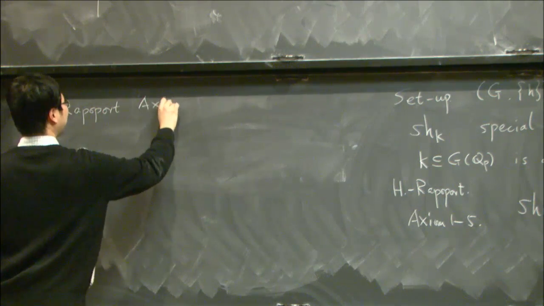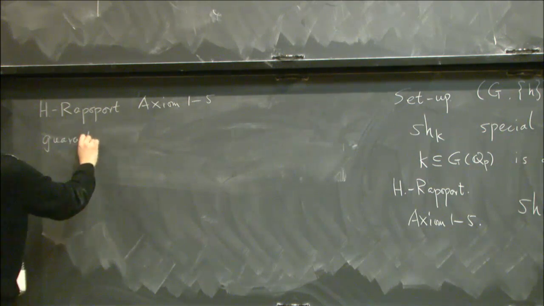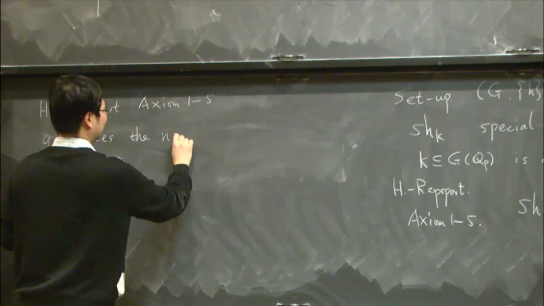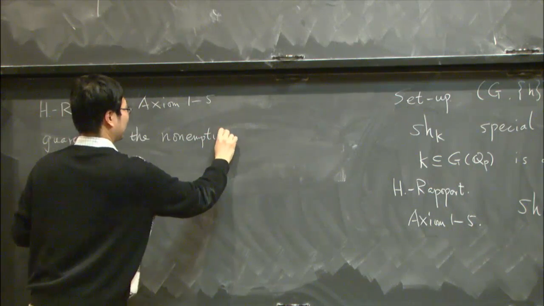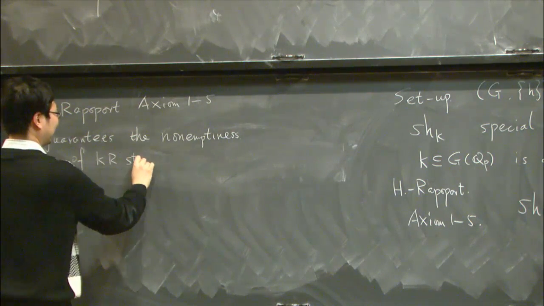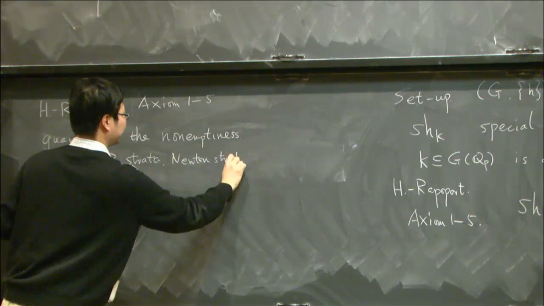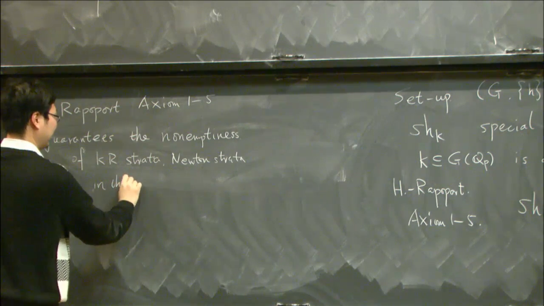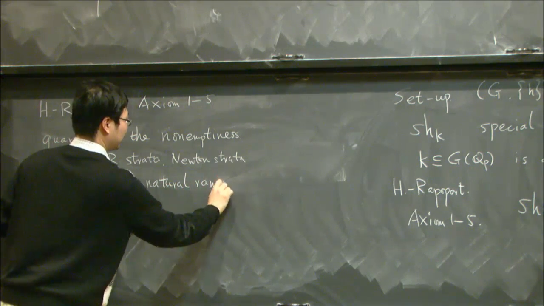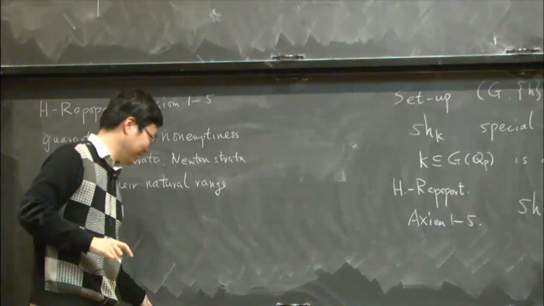So we have these axioms 1 to 5. This actually guarantees the non-emptiness of both the Cartwright-Rappaport strata and also Newton strata in the natural range. OK, so this is actually based on these axioms.